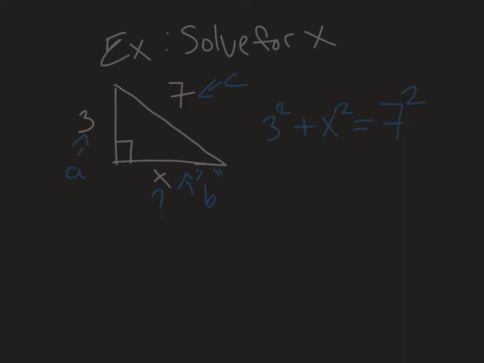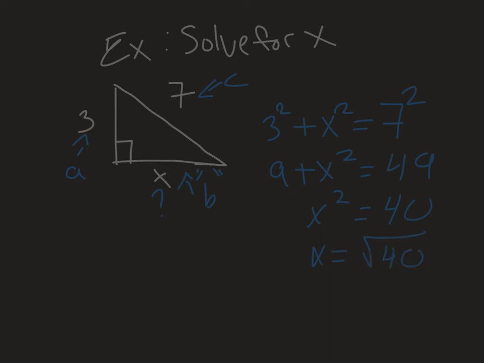Okay, again we will simplify. So we have 9 plus x squared equals 49. Then we'll subtract 9 from both sides. So x squared has to equal 40. And then x will equal the square root of 40.